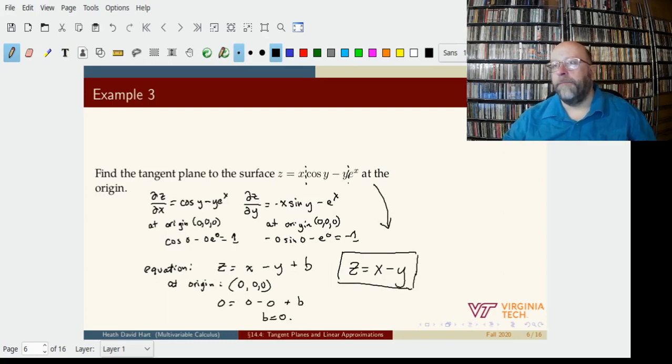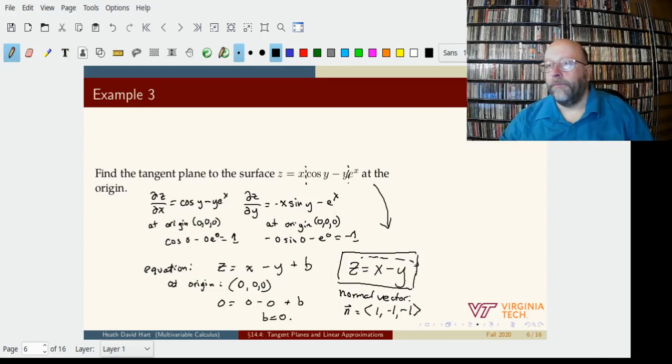Okay? And so the normal vector to that plane, if we needed the normal vector, is 1 in the x direction, negative 1 in the y direction, and negative 1 in the z direction. If we brought the z over here, it would be negative z. So we have the tangent plane to this surface. All right.